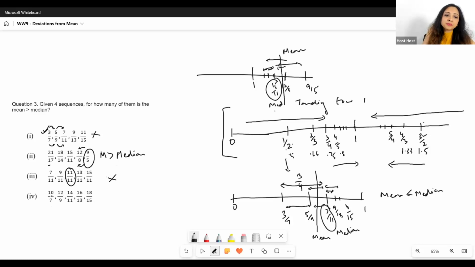And if I look at this one, 10 by 7, 12 by 9, I'm increasing numerator as well as denominator by 2. This is a number greater than 1, so again it is the same case as number 2. Both the cases are exactly the same, just that here I'm increasing both by 2 and there I was increasing both by 3. So here also your mean will be greater than median. And that is your answer: for 1 and for 4, your mean will be greater than median.